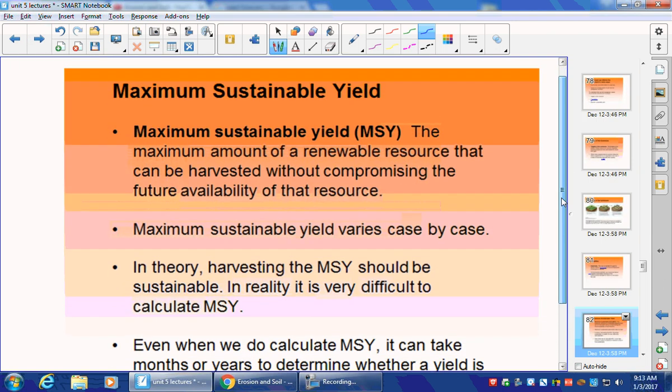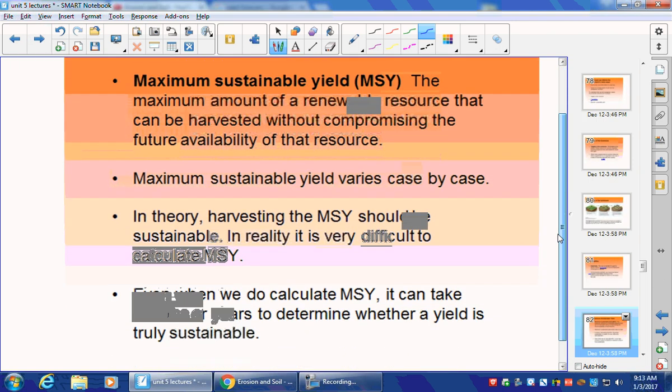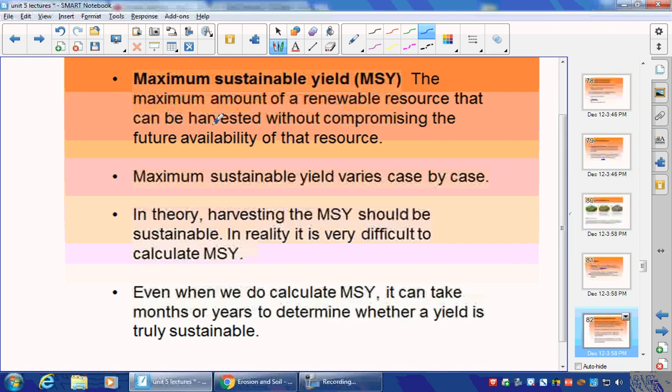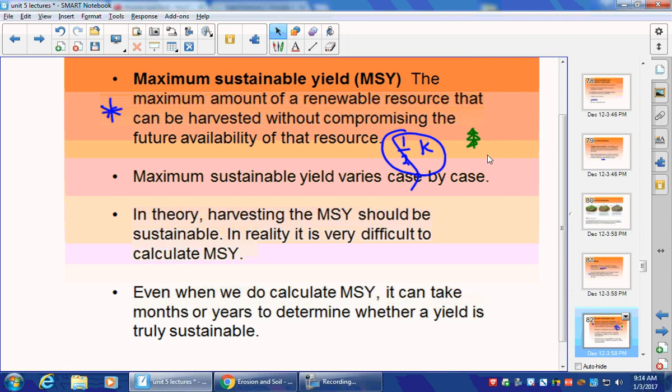All right, maximum sustainable yield, or MSY. The maximum amount of renewable resources that can be harvested without compromising, this is very important, without compromising the future availability of that resource. We usually say that it's around half of whatever carrying capacity is for a specific ecosystem. Okay? And it's very hard to come up with this number, right? If we're talking about trees, right? Well, we know that we need to have at least 4 trees or something like that, right? In order to maintain our carrying capacity at that point.